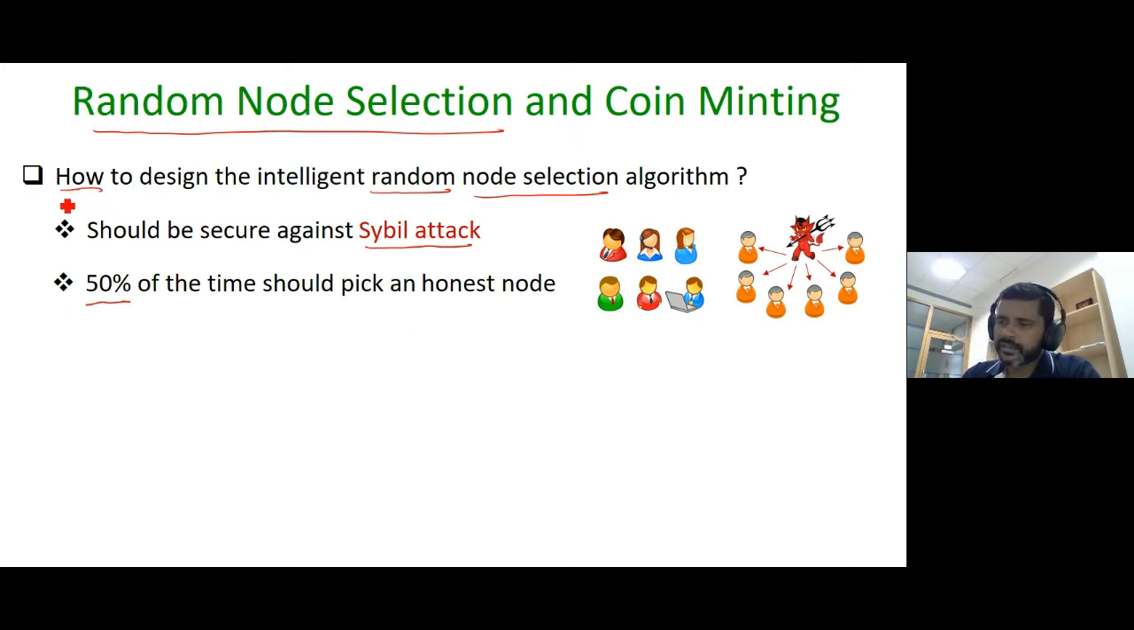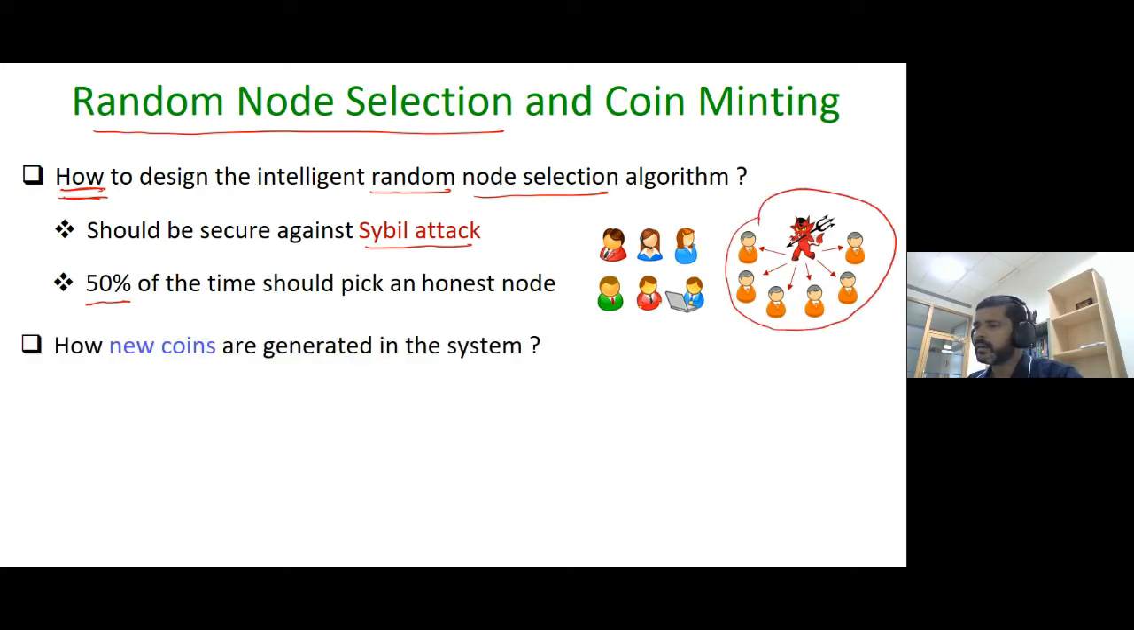So the question is how exactly we get such an intelligent node selection algorithm, given that we do not know the identity of the users in the system, because the identity of the users are hidden here. We only know the public keys, and there could be multiple public keys controlled by a single entity.